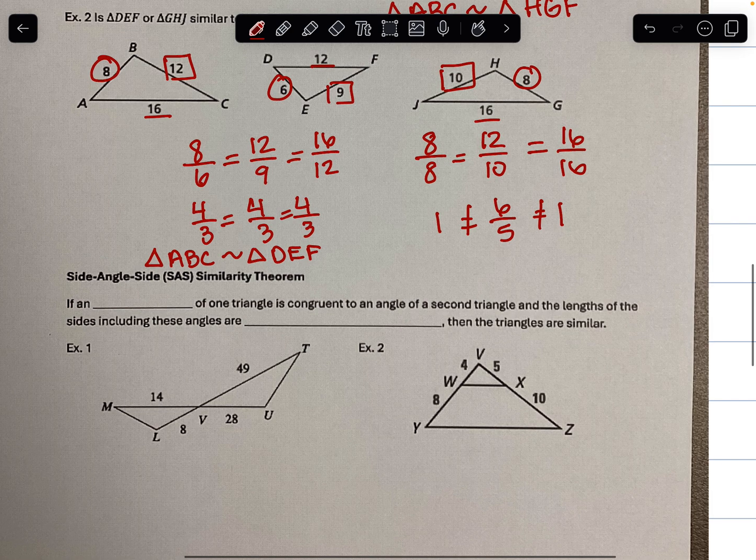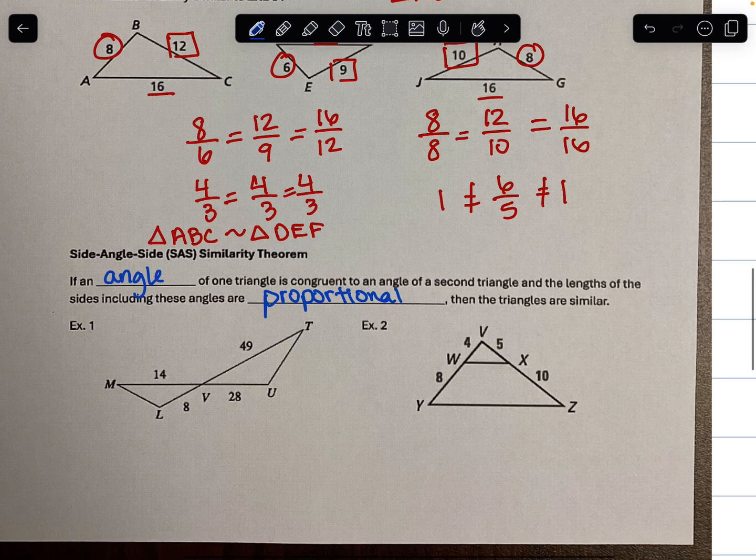Let's do side angle side. If an angle of one triangle is congruent to an angle of a second triangle, and the lengths of the sides including these angles are proportional, then we can say the triangles are similar. Okay? So notice it said the lengths of the sides that include the angles.